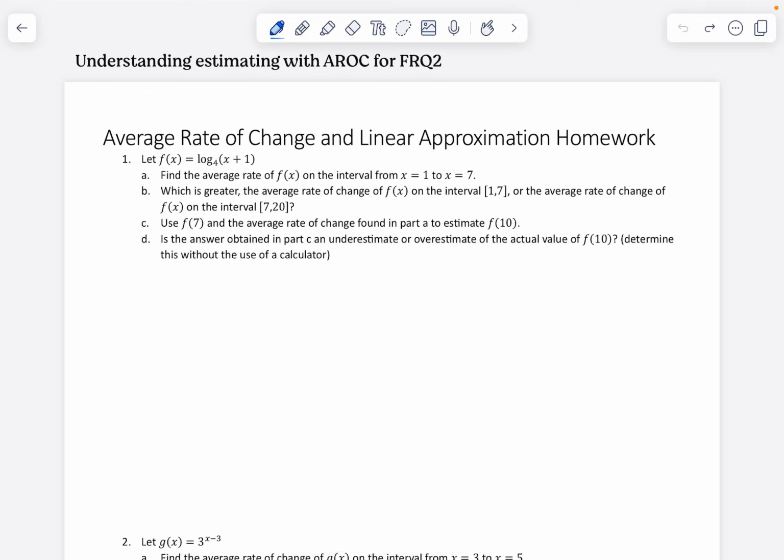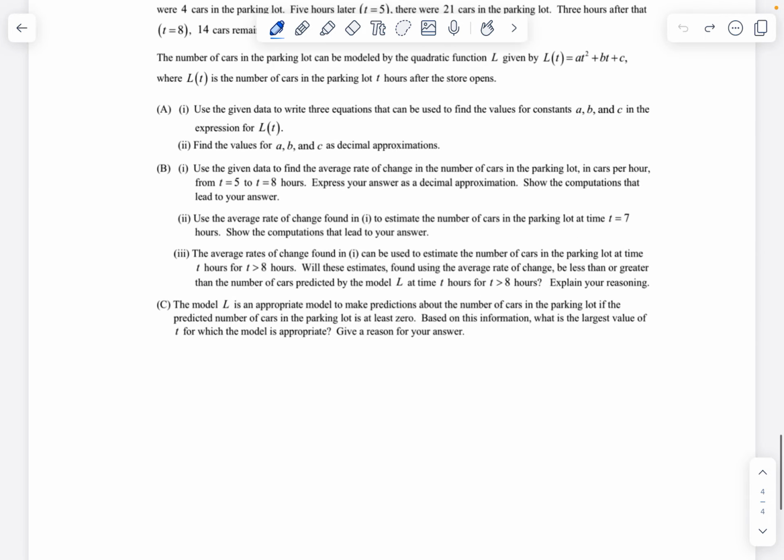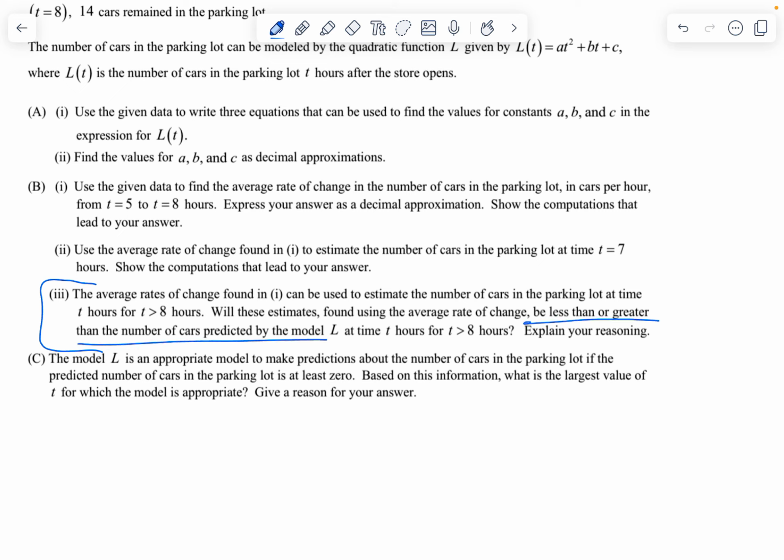I wanted to follow up on some of the things that I had done in the FRQ2. I was getting confused when it came to questions like this one. When they get down to stuff like, use the average rate of change, okay, what is it? The average rates of change found in one can be used to estimate the number of cars in the parking lot at a certain time. Will these estimates be less than or greater than the number of cars predicted by the model? And I was getting that wrong or just not understanding things.